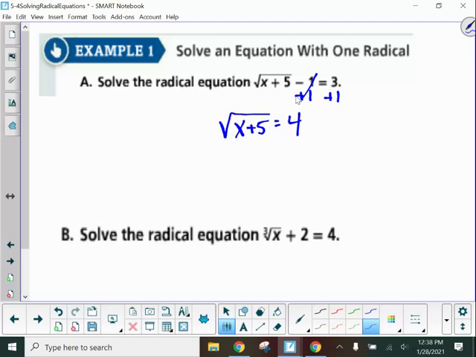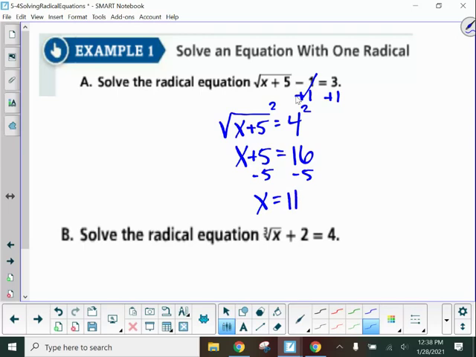At this point, we need to undo the radical. To do that, we square both sides of the equation. The square and the square root undo each other, so we're just left with x plus 5. 4 squared is 16. To finish, I subtract the 5, and I get x equals 11.